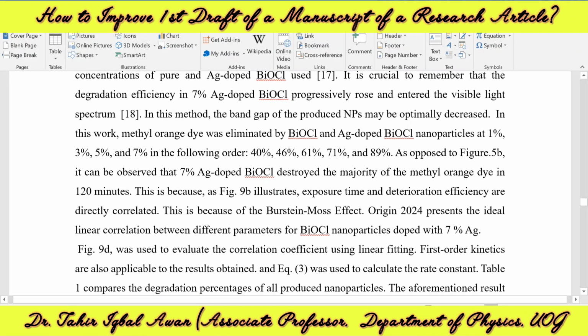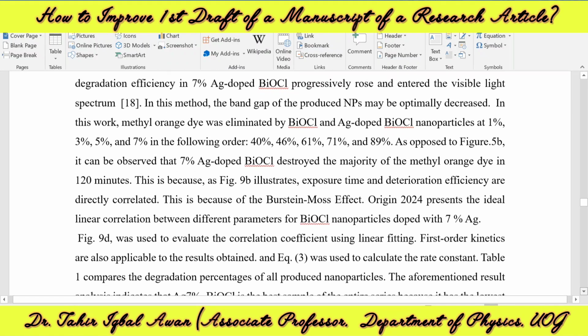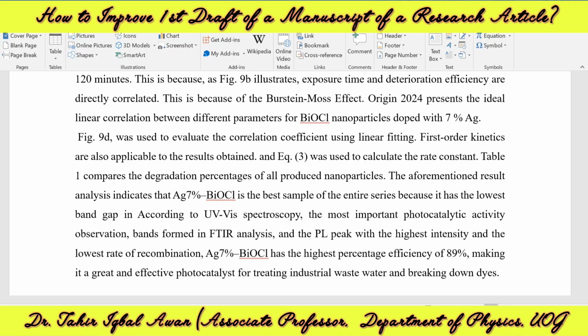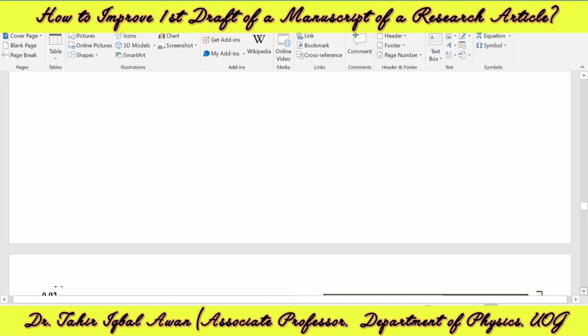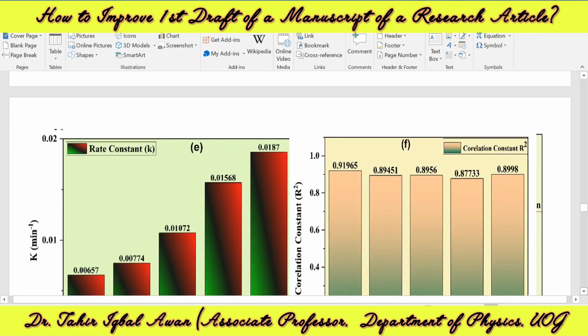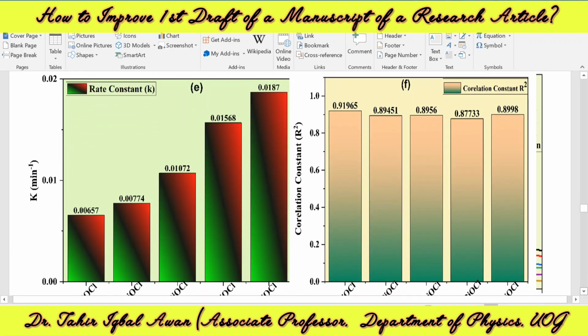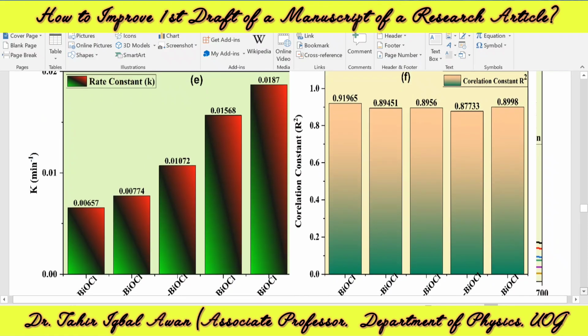So I can see, if we move on, oh, nice. So figures are starting from E, F.